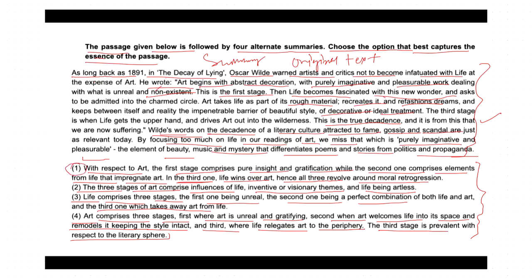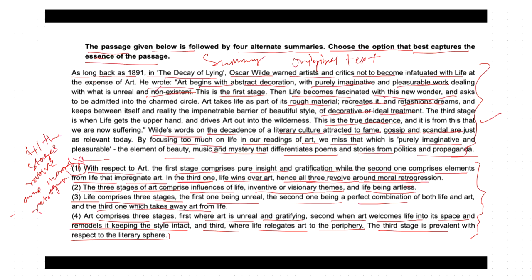Now, the first option has an error. Option one incorrectly suggests that all three stages revolve around moral retrogression, which is not a central theme in the passage. It is given that all three revolve around moral retrogression, but that is not the central theme of the passage. Hence, you can eliminate option one.